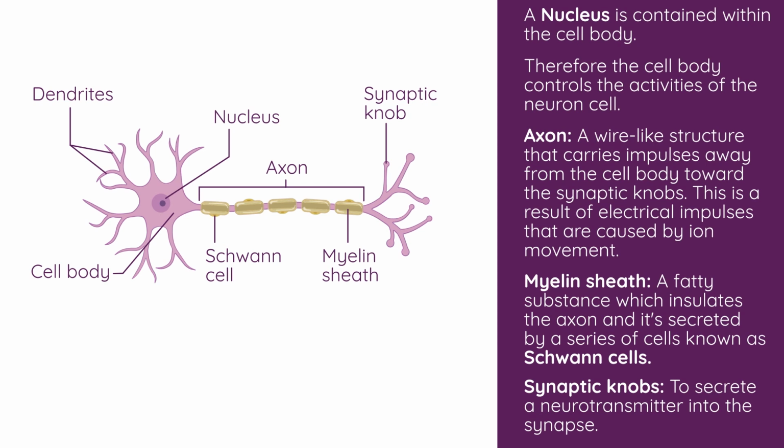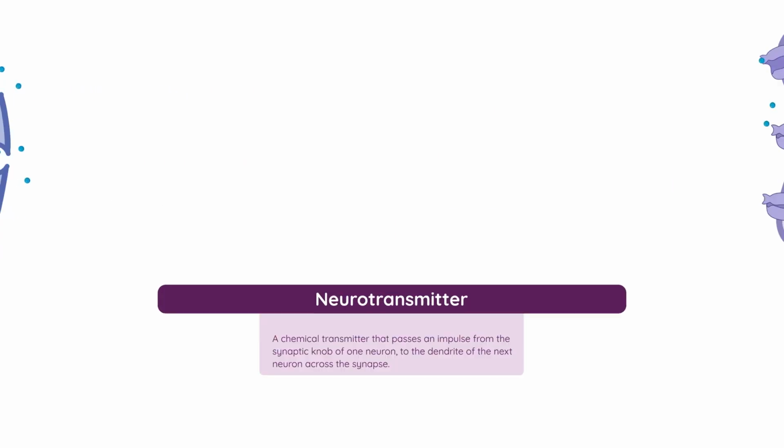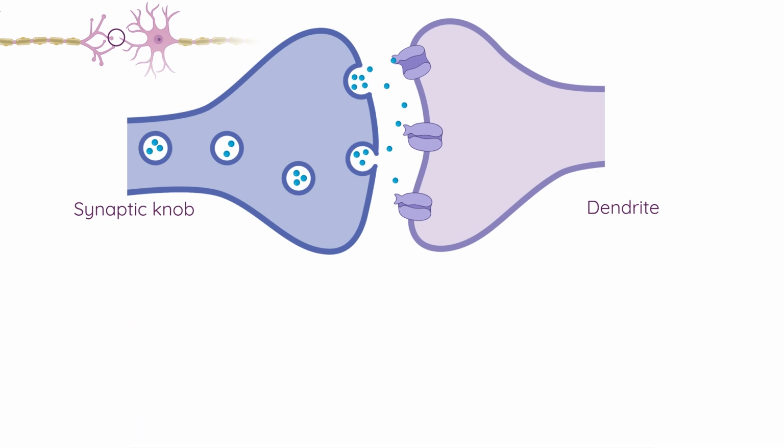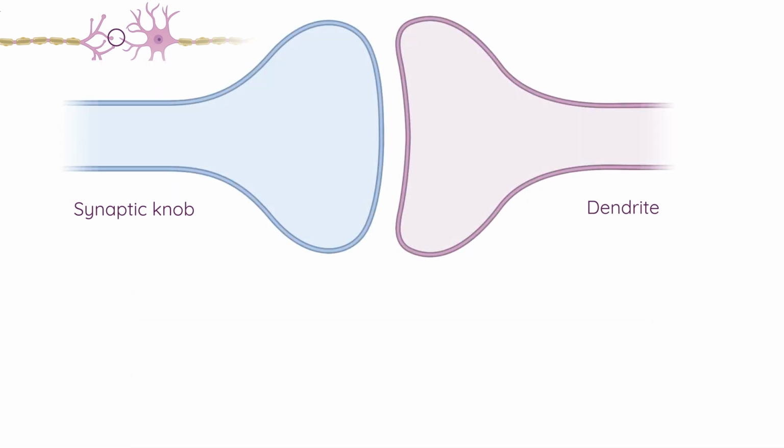At the tip of the axon are the synaptic knobs, and their job is to secrete a chemical called a neurotransmitter into the synapse. Now, it's really important that you understand what a neurotransmitter is and also be able to give a definition. A neurotransmitter is a chemical transmitter that passes an impulse from the synaptic knob of one neuron to the dendrite of the next neuron across the synapse. And I always think it's important that you know one example of a neurotransmitter. So the one I use with my students is acetylcholine.